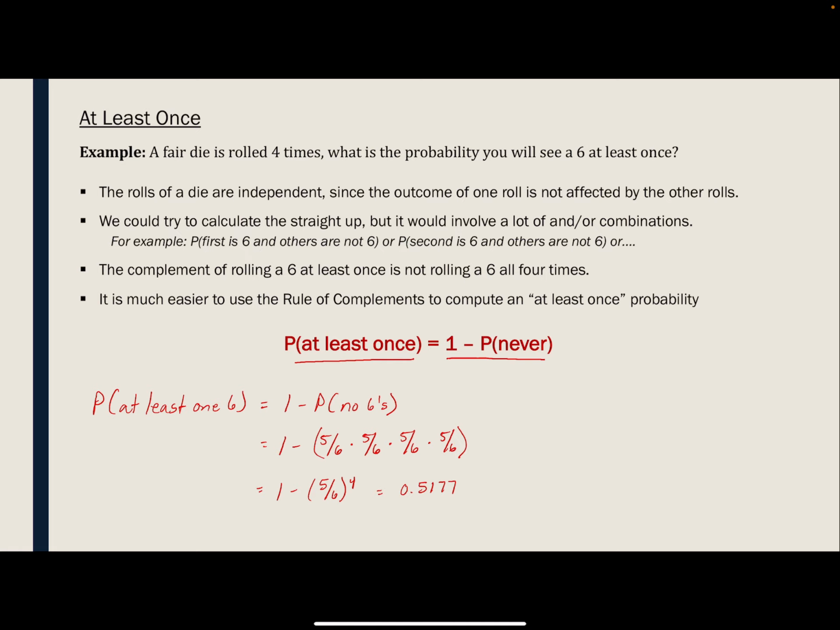Let's try another one. So it says, items are inspected for flaws by 3 inspectors. If a flaw is present, each inspector will detect it with a probability of 0.8. The inspectors work independently. If an item has a flaw, what is the probability that at least one inspector will detect it?